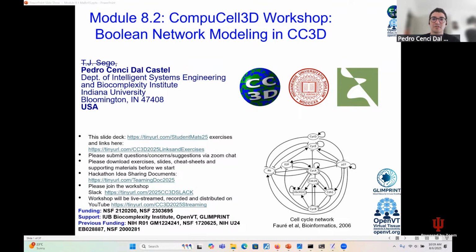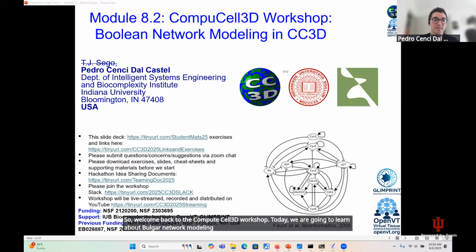Okay, so welcome back to the CompuCell3D workshop. Today we are going to learn about Boolean network modeling in CompuCell3D.